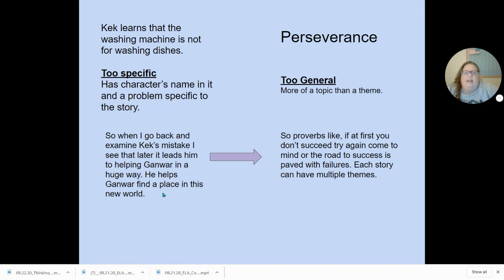So when I look at this big issue of Ganwar having been there a year and a half and he still hasn't found a job that suits him, okay? And Keck's little mistake leads to his success. So we can say, if at first you don't succeed, try again. Or we could say, the road to success is paved with failures. Both of those would apply to the topic of perseverance that is found within Home of the Brave.